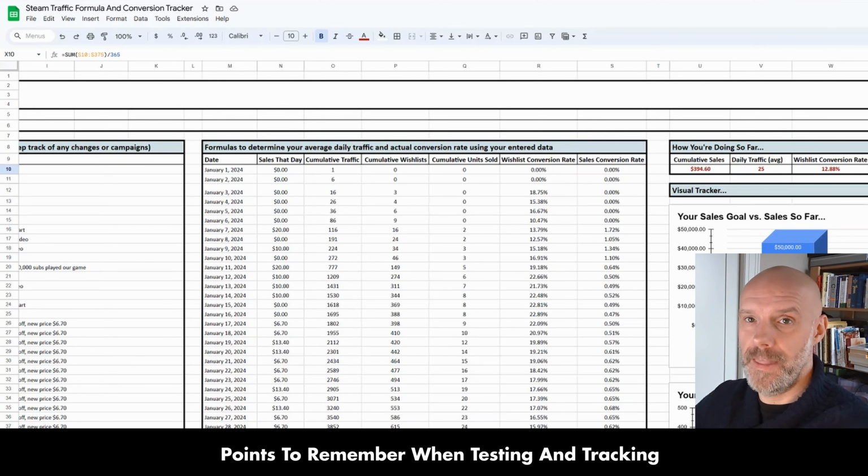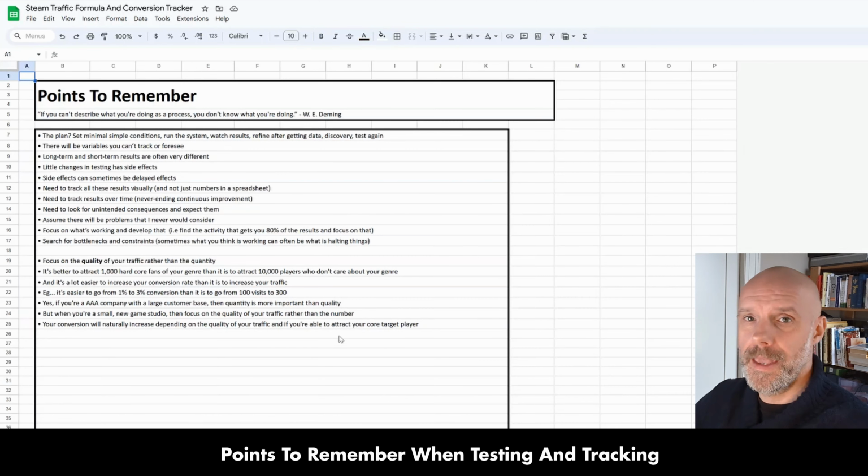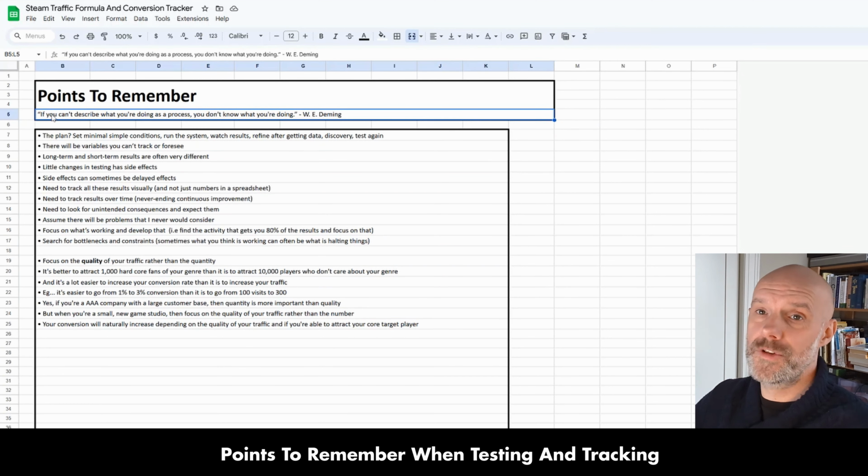Okay, there's one more tab, and that is points to remember. In this tab, I've noted down some important points to remember when testing and tracking. Because I know through experience that I've stopped testing because the results I was getting made no sense. And it felt like I was just wasting my time manually entering all this data. But eventually I learned that testing and tracking is an ongoing process and you've got to trust the process, right? So let me share with you some insights that I learned when I did my own testing and tracking.